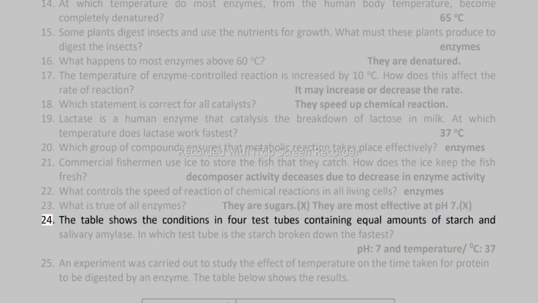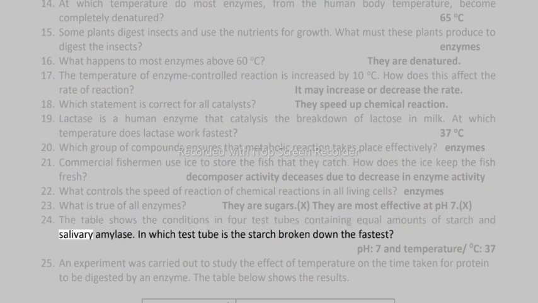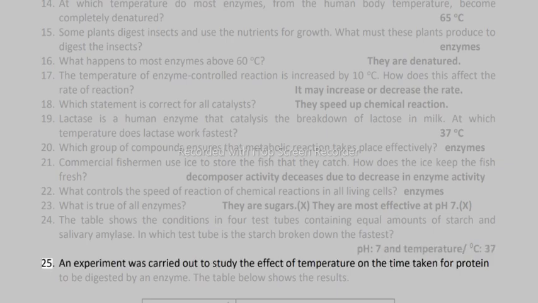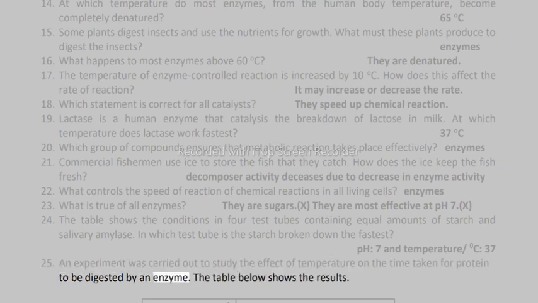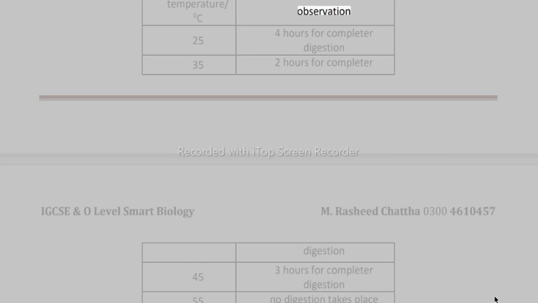X. 24. The table shows the conditions in 4 test tubes containing equal amounts of starch and salivary amylase. In which test tube is the starch broken down the fastest? pH 7 and temperature 0 °C. 25. An experiment was carried out to study the effect of temperature on the time taken for protein to be digested by an enzyme. The table below shows the results. Temperature 0 °C observation. 25 °C, 4 hours for complete digestion; 35 °C, 2 hours for complete digestion.